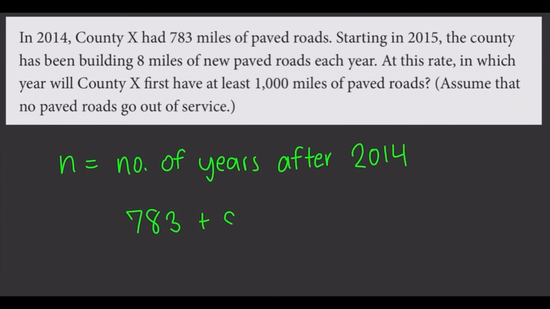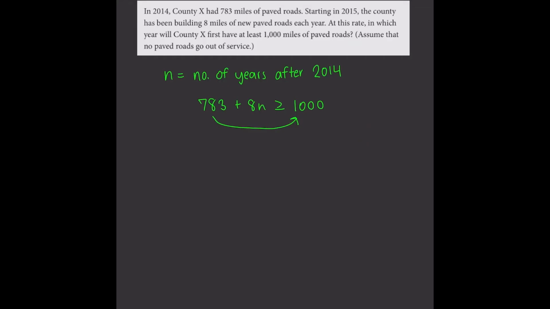This can be represented by the inequality 783 plus 8n is greater than or equal to 1,000. To find the year in which there will be at least 1,000 miles of roads, we need to subtract 783 from each side, giving us 8n is greater than or equal to 217.